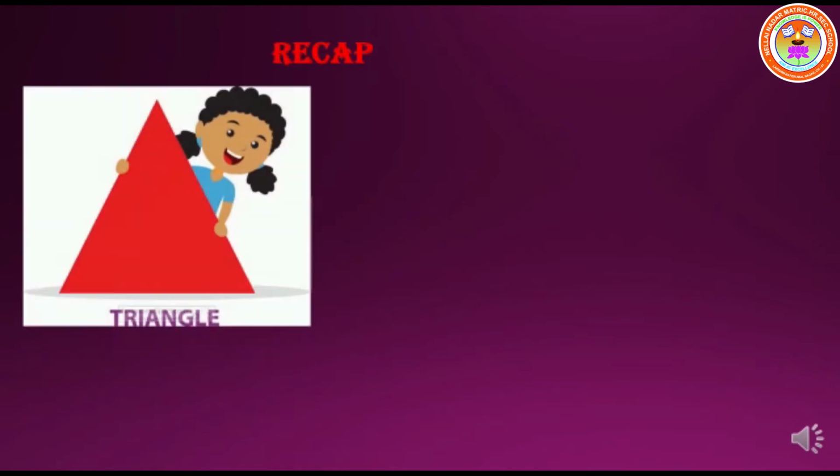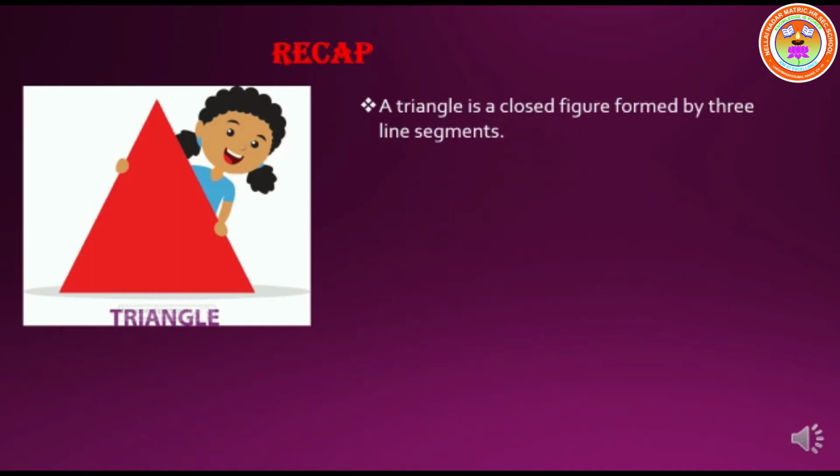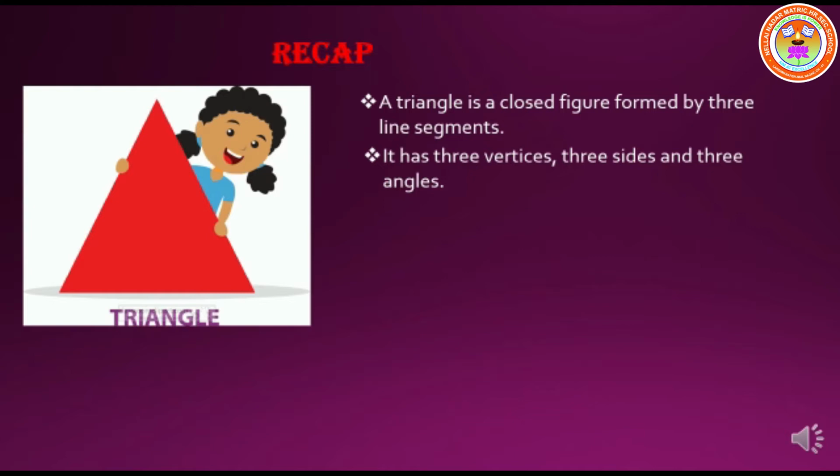So here, can you tell me what is the shape? Yes, it is a triangle. Now what do we know about a triangle? A triangle is a closed figure formed by 3 line segments. Anything else? Yes, it has 3 vertices, 3 sides and 3 angles.